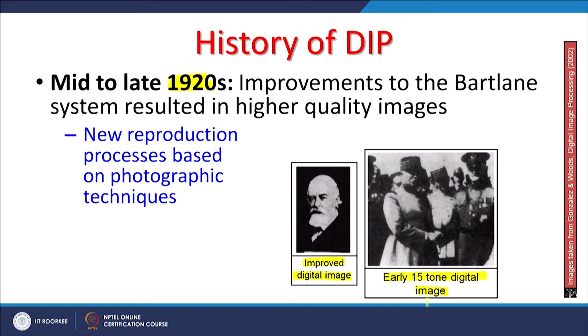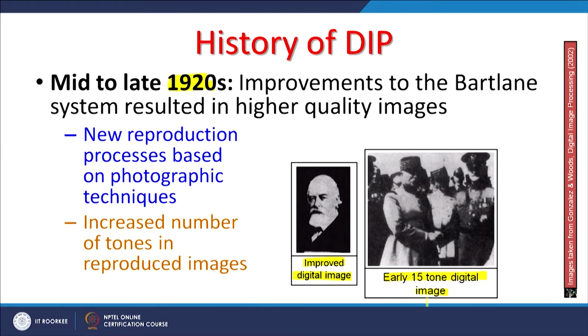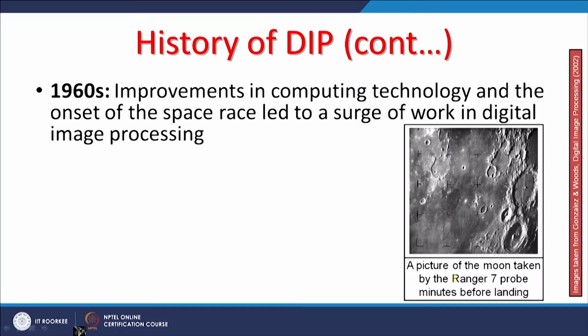And new production processes based on photographic techniques also evolved, and increased the number of tones in reproduced images. Tones here, when we say tones in terms of digital images, we are talking about the quantization or radiometric resolution, or how many bits are being assigned for one cell or one pixel. If we look at the picture of the moon taken by the Ranger 7 probe minutes before its landing, the picture was taken in the 1960s.